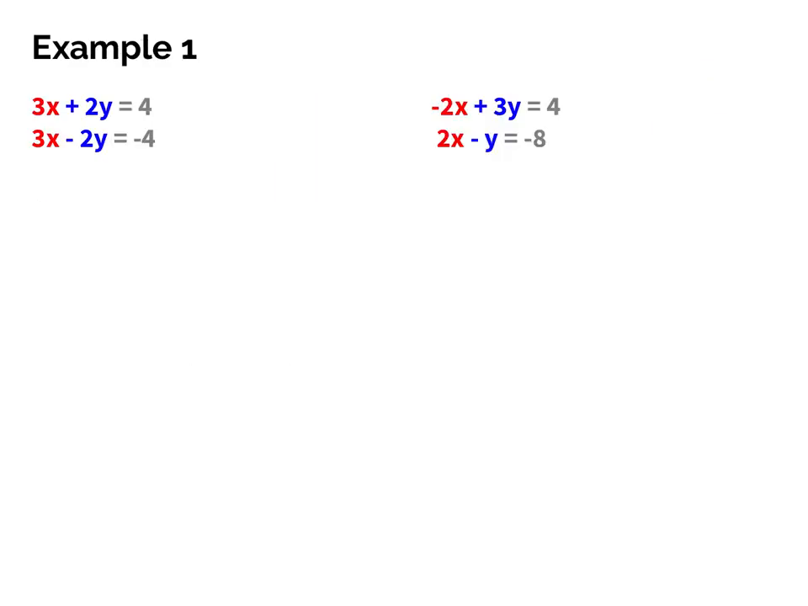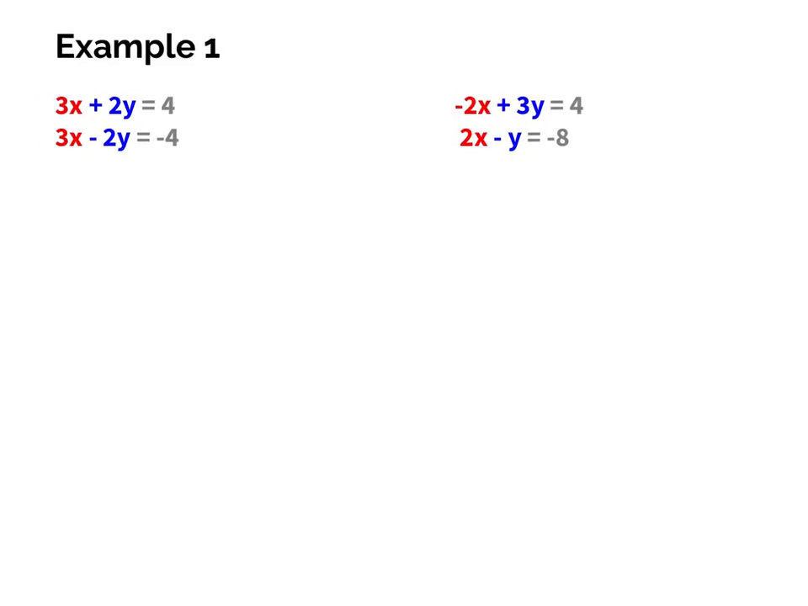Let's go through our examples. So here I have 3x plus 2y equals 4, and 3x minus 2y equals -4. So I'm going to solve this by elimination. What I'm looking for is equal and opposites. Hopefully you can see the y's. I have 2y and -2y. Those are equal and opposite. The x's, however, are just equal. They're not opposites. So I can eliminate the y's.